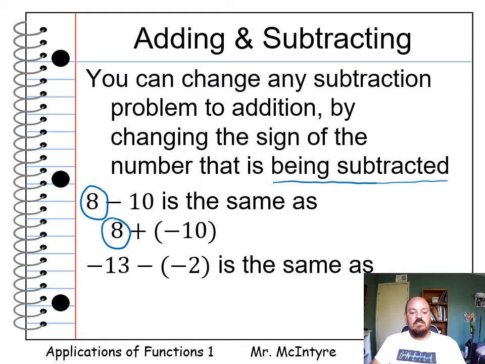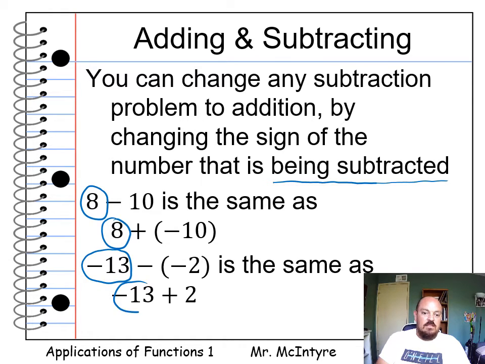Or here's a second example. -13 minus -2 is the same as -13 plus +2. So again, the first number didn't change. We have a -13, that's not going to change. The second number is what changes. So I am subtracting a negative number. If I want to turn it into an addition problem, it turns into a positive number.